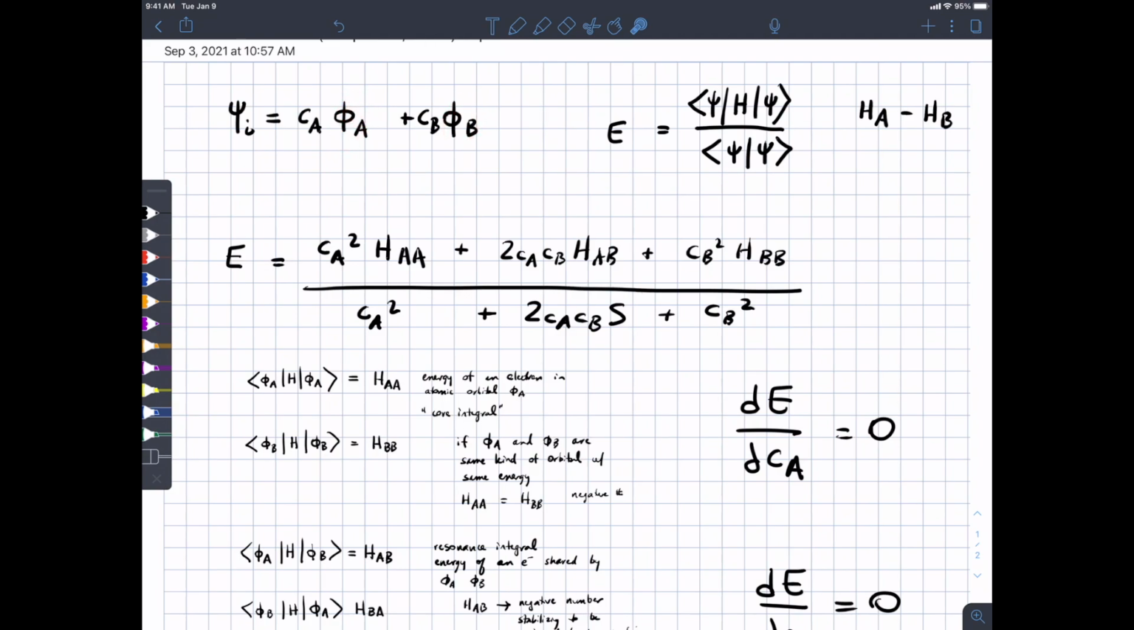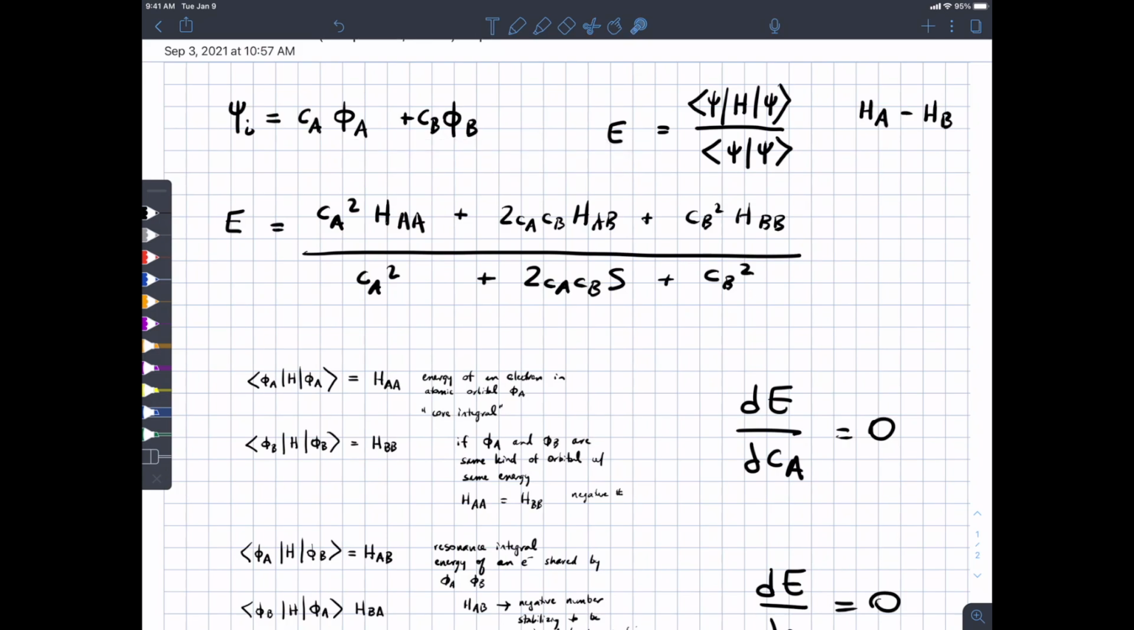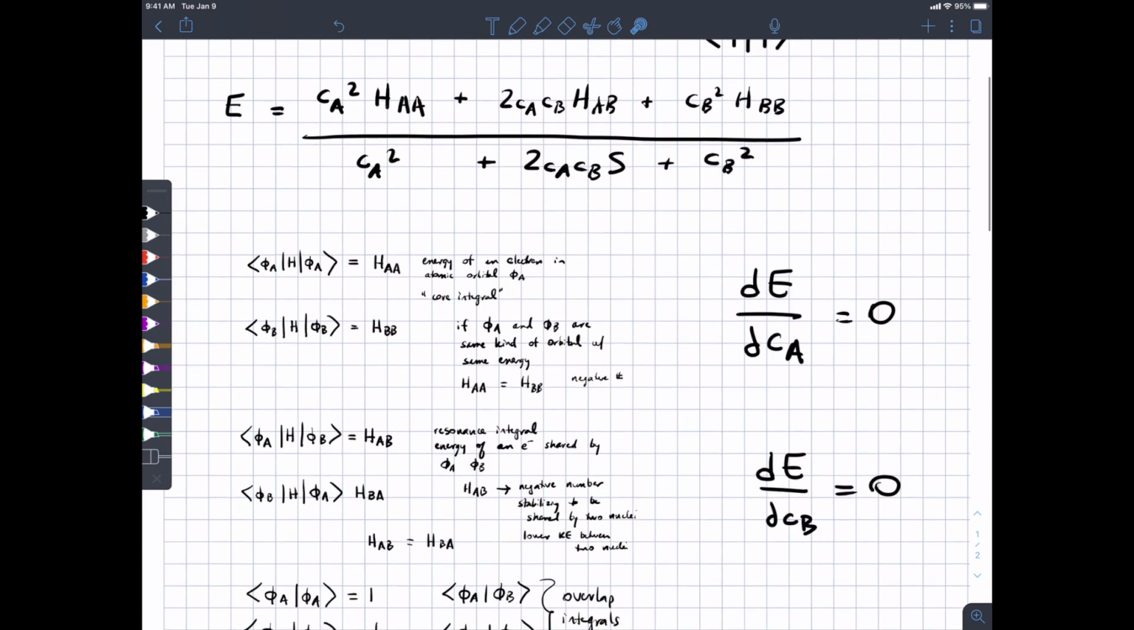These are like the 1s orbitals from hydrogen. So we just want to know how much of this orbital that we have comes from phi A and how much of it comes from phi B, and that will be weighted according to what these coefficients are. So jumping a few steps ahead in the math, we wrote this as sort of the expanded integral for energy. We had to define some terms.